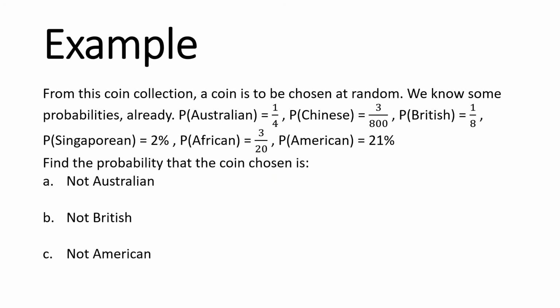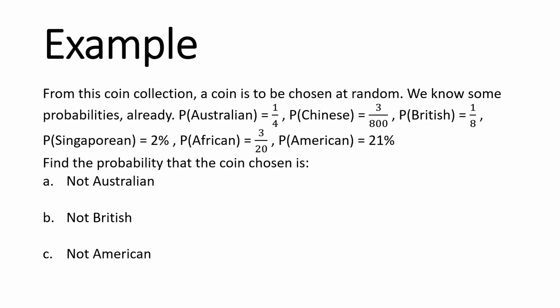And if we just have a look at another example, from this coin collection, a coin is to be chosen at random. We know some probabilities already. The probability of an Australian coin equals 1 over 4. The probability of a Chinese coin equals 3 over 800. The probability of a British coin equals 1 over 8. The probability of a Singaporean coin equals 2%. The probability of an African coin equals 3 over 20. The probability of an American coin equals 21%. Find the probability that the coin chosen is not Australian.